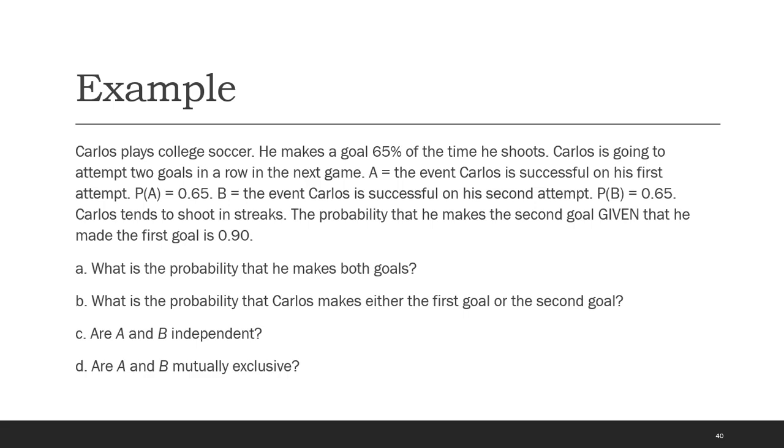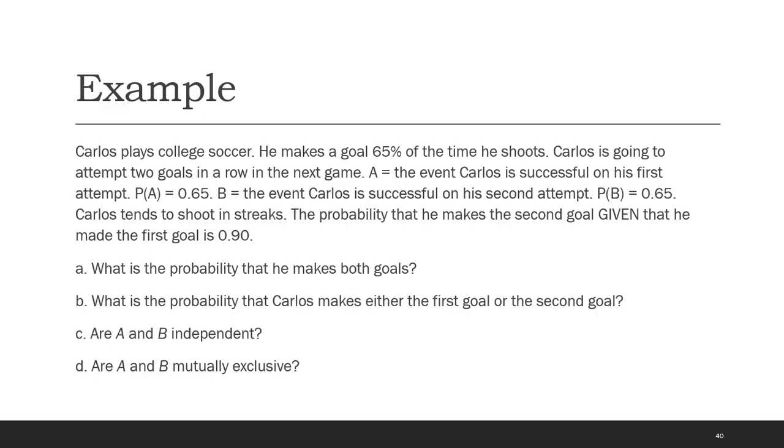Carlos plays college soccer and he makes a goal 65% of the time that he shoots. Carlos is going to attempt 2 goals in a row in the next game. A is the event that Carlos is successful on his first attempt, so the probability of A is 0.65. B is the event that Carlos is successful on his second attempt, which is also 0.65. He tends to shoot in streaks, so pay attention to this last part. The probability that he makes the second goal, given that he made the first goal, is 0.9. This is important because it is going to inform how we answer the rest of these questions.